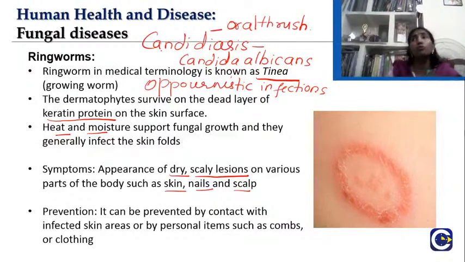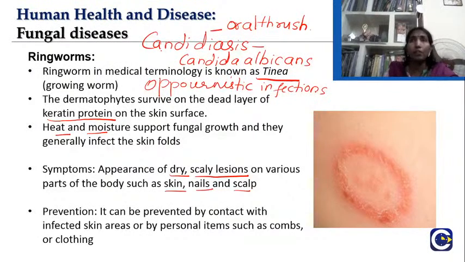Now, how can you treat it? We have a lot of antifungal agents that are going to prevent the development, or treat the fungal disease. For candida, we have what is called clotrimazole. We have a large array of antifungal drugs. Depending on the scenario, we are going to prescribe.